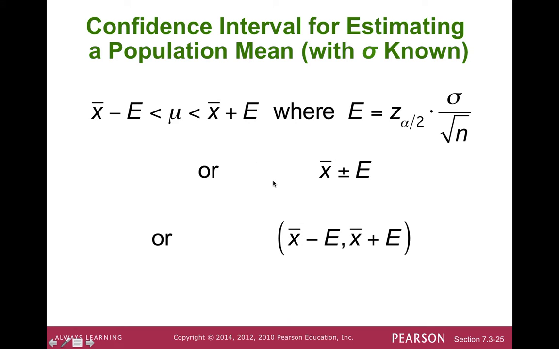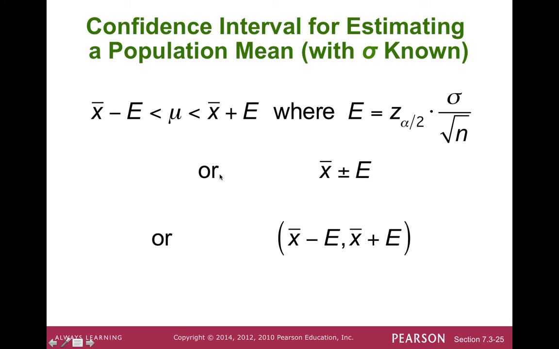And so here is your formula. We have the sample mean minus our error is less than our population mean, which is less than our sample mean added to our margin of error. And E in this case is going to be equal to our z-score with the critical value. So like for a 95%, this would be 1.96 times our standard deviation divided by the square root of n.